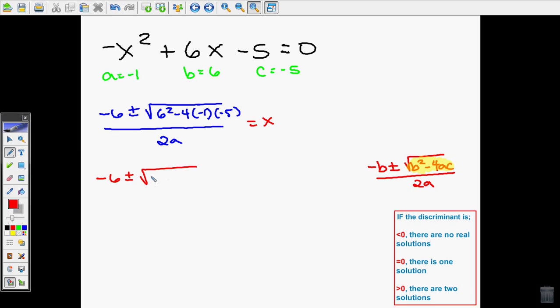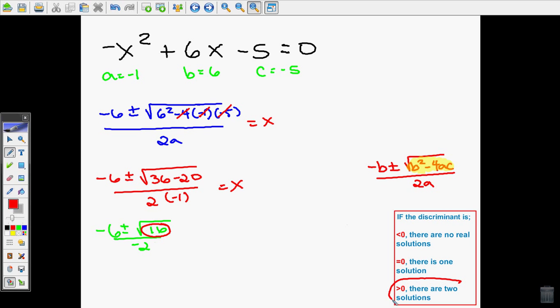Plus or minus the square root of 36. -4 times -1 is +4. +4 times -5 is -20. And then all of this is divided by 2 times -1, and that's equal to x. So we end up with -6 plus or minus the square root of 16, divided by -2. At this point, we can tell that the discriminant is 16, which, because it's greater than 0, means that there are two real solutions.